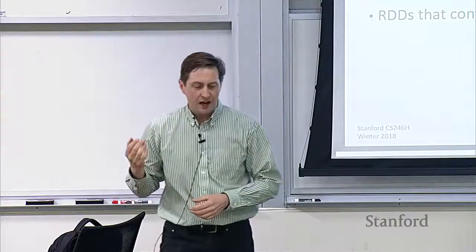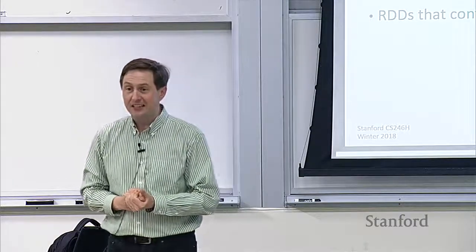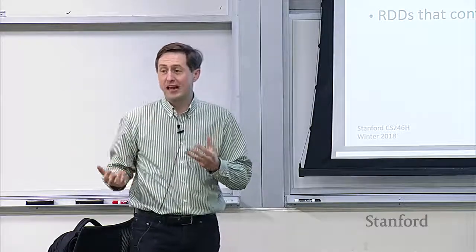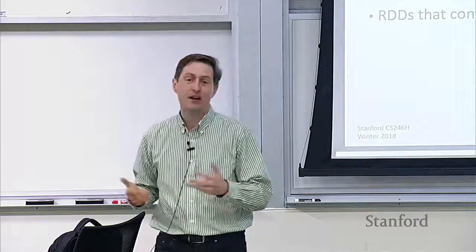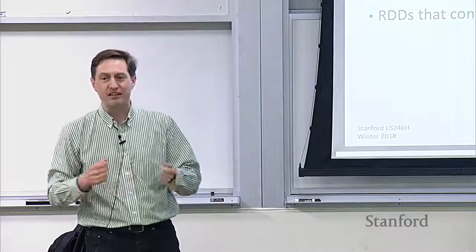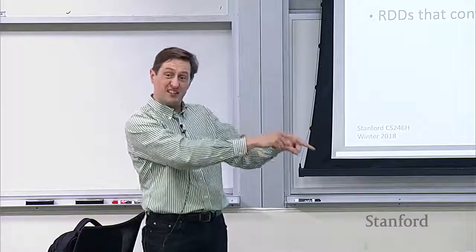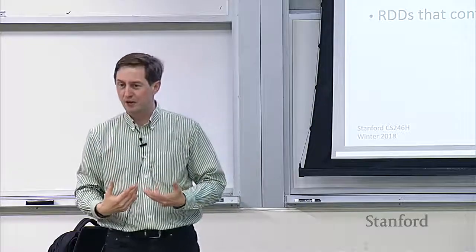Your RDDs are cached. So Spark optimistically caches everything that you do so that if you try and do it again, it doesn't have to recompute it. It's an LRU cache, so stuff falls out of cache. You have some ability as a programmer to say, this is the thing I care about, keep this in cache, but it is still subject to the constraints of memory.